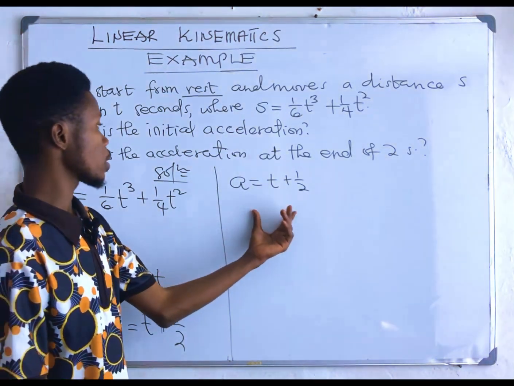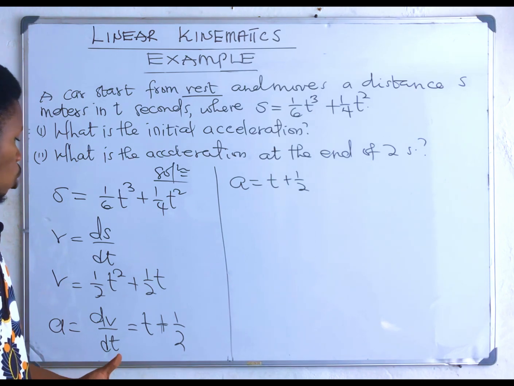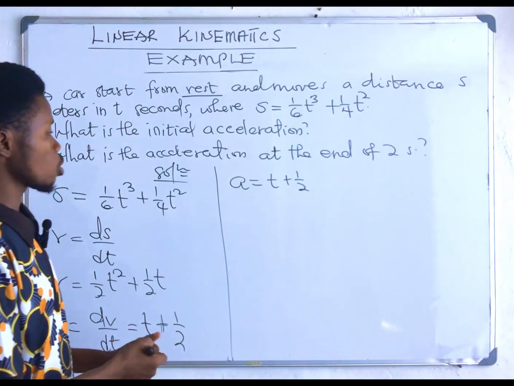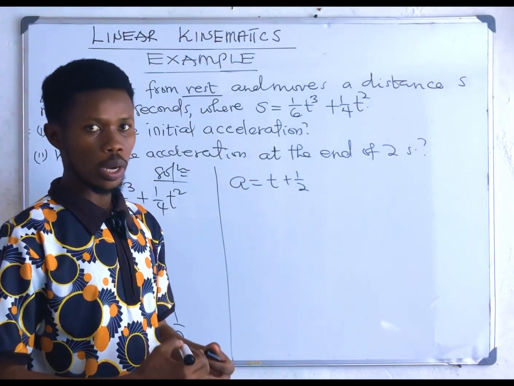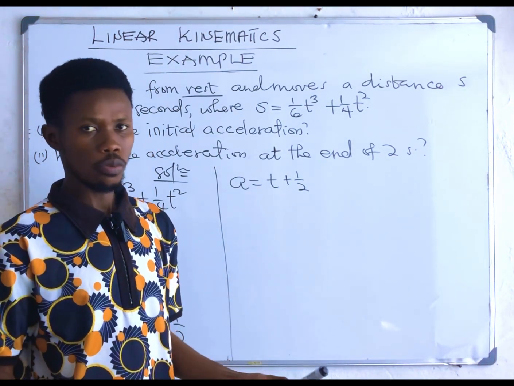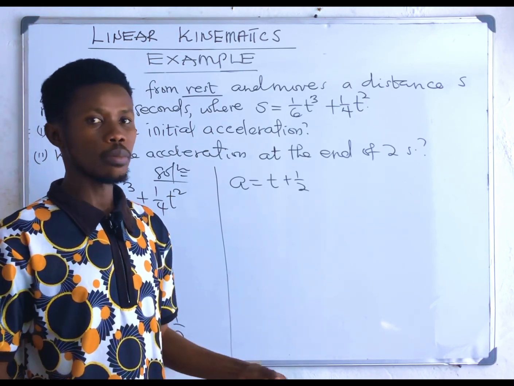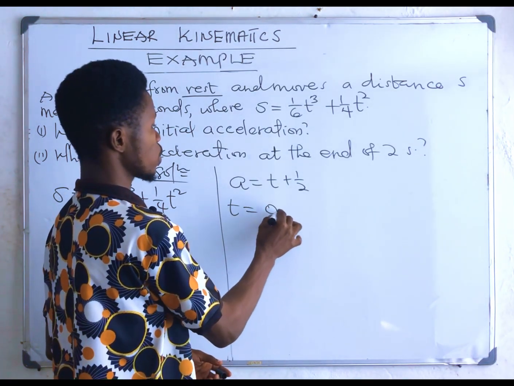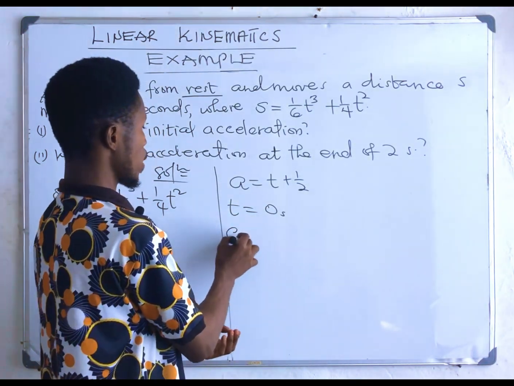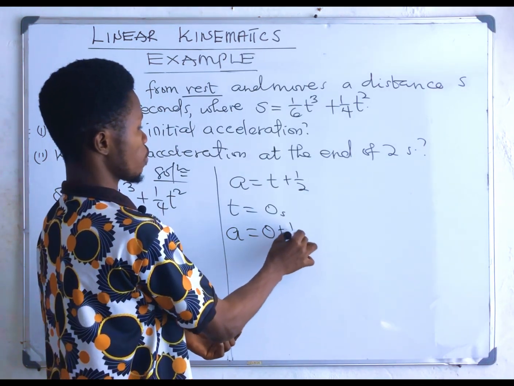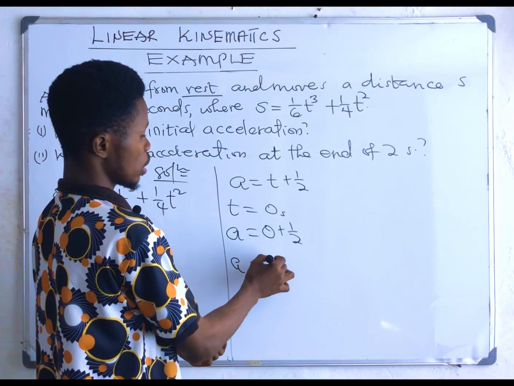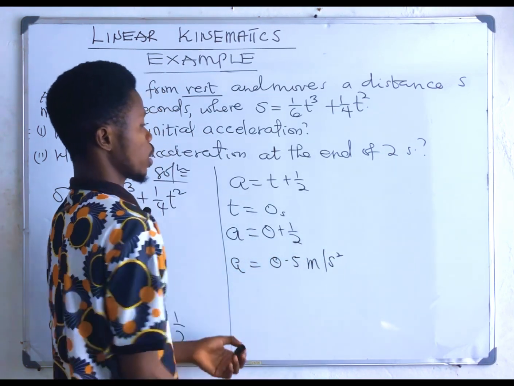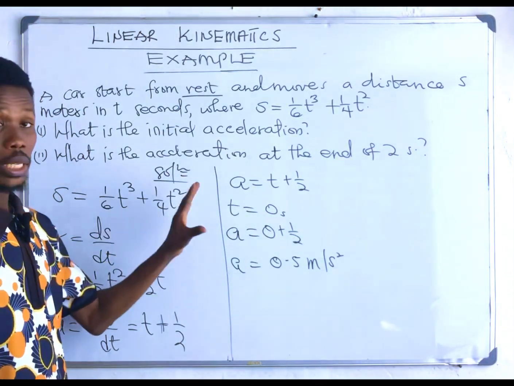So if this is the acceleration, what are you going to do next? The question says, what is the initial acceleration? Initially, the car wasn't moving, right? So there was no time used. It means that the initial time is given as what? 0 seconds. There's no time used. So my a will be equal to 0 plus half. So my acceleration will be half, which is the same as 0.5 meters per second squared. So that is for the acceleration at the initial point.